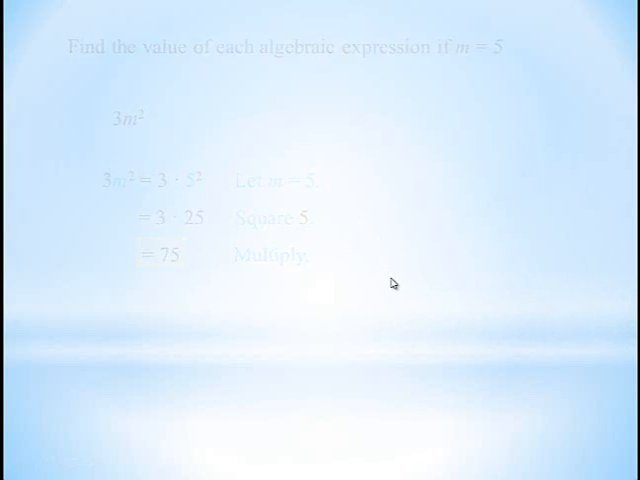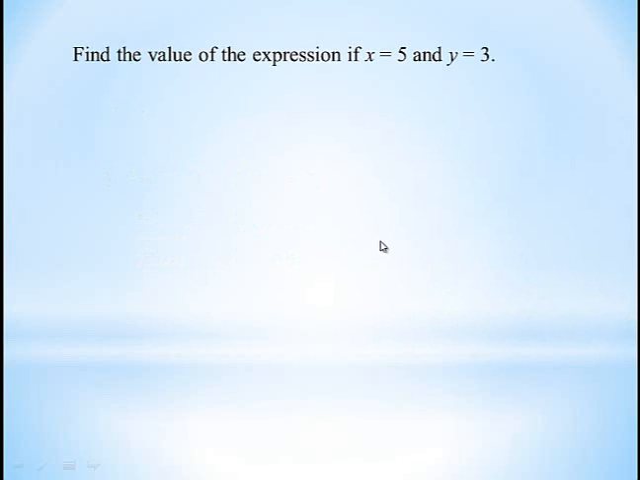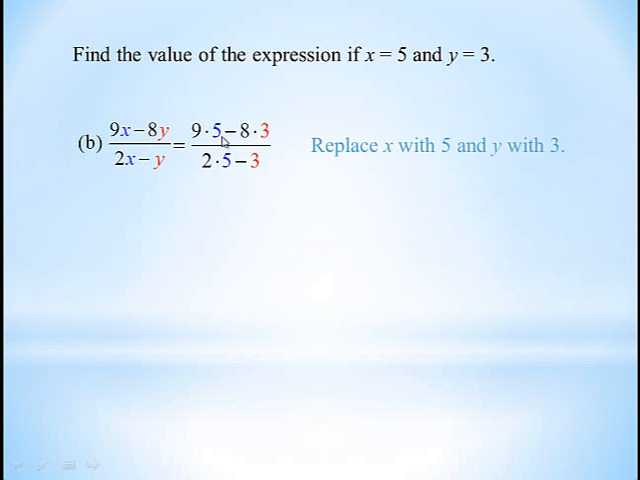Okay, so I would like for you to do this one. Find the value of this expression by substituting x is equal to 5 and y is equal to 3. Hit pause and work that out. This one's a little bit different because we have two variables and we're doing two different operations. What we're going to do here is plug in the 5 for x and the 3 for y both on the top and on the bottom. So I would do 9 times 5 minus 8 times 3 over 2 times 5 minus 3.